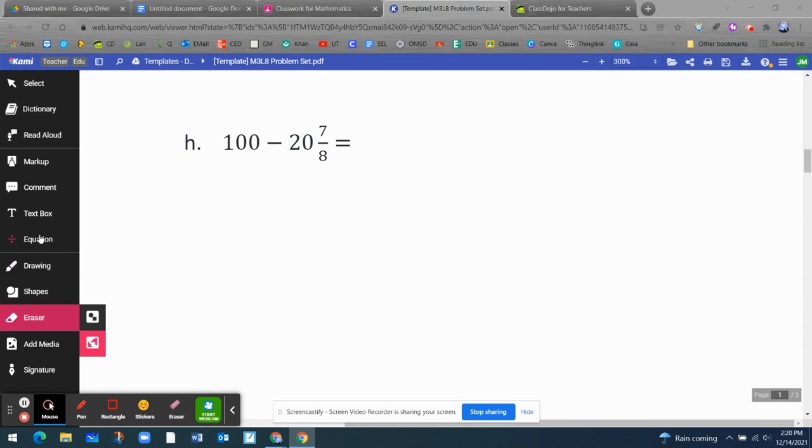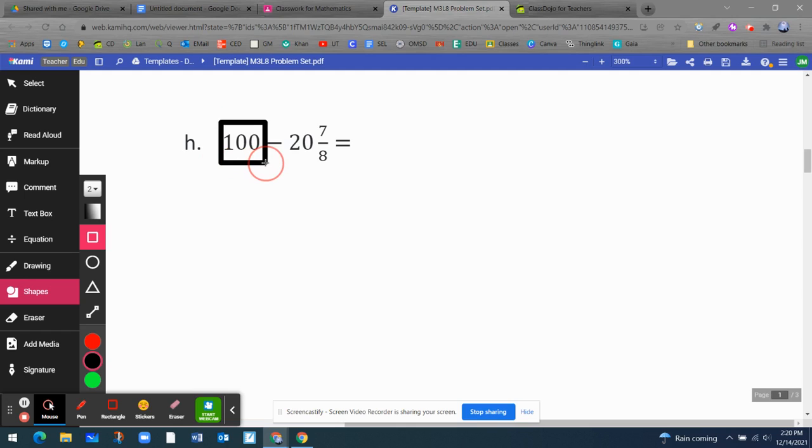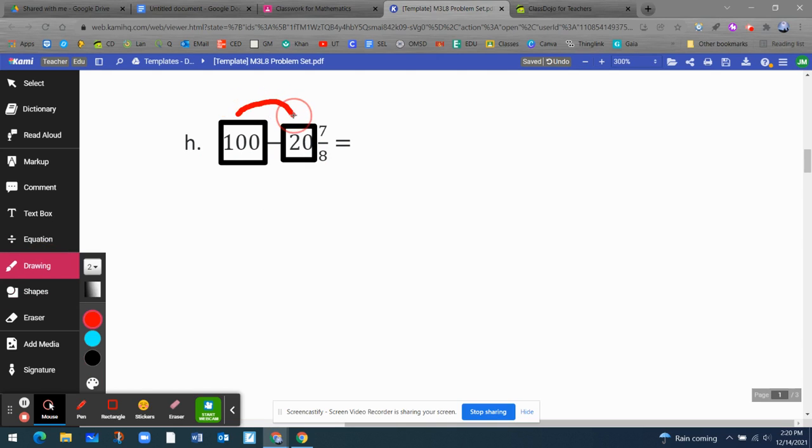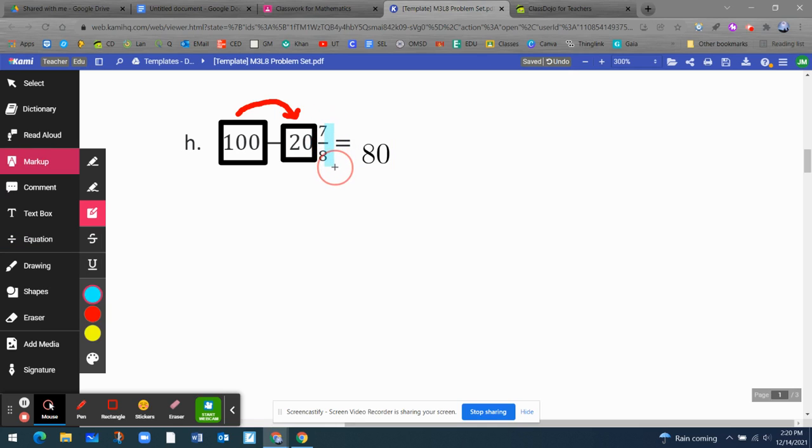Okay, the first thing you need to do is analyze the situation here. If you look at these numbers, this is a whole number, and the 20 is a whole number. So guess what? You can subtract those two. That will be 100 minus 20, the answer should be 80. So the answer is 80. Now, we did not subtract the fraction. That will be the next step. So that's the one that we need to complete now.